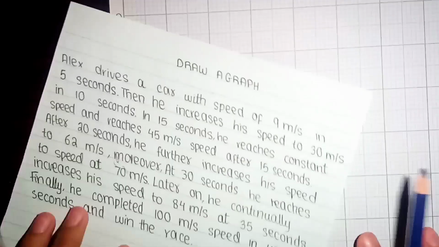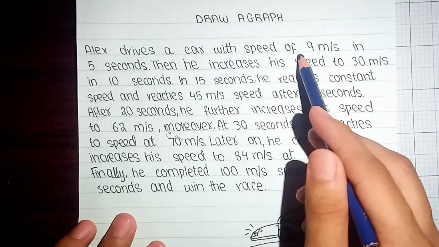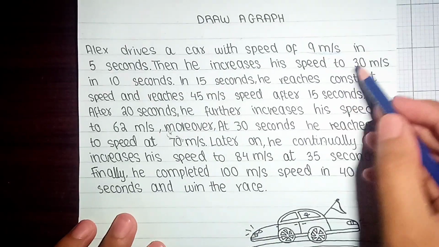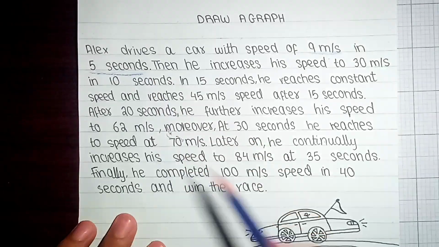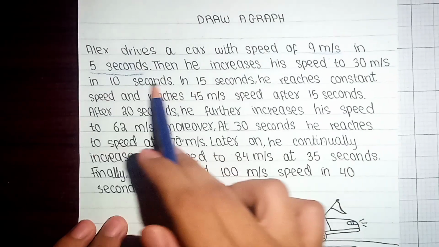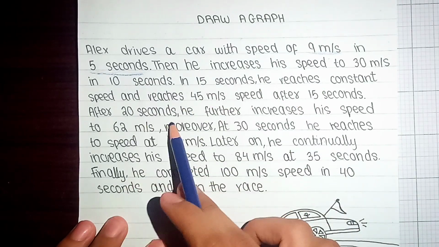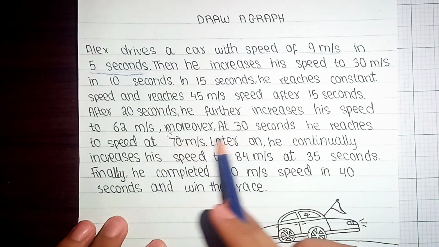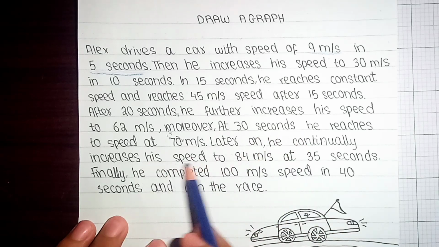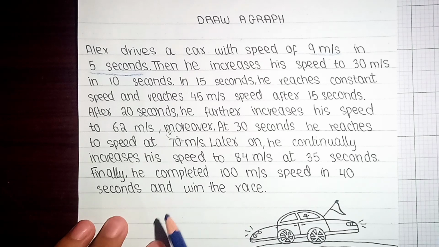So without wasting your time, reading the question: Alex drives a car with a speed of 9 meters per second. What is 9 meters per second? Speed, in 5 seconds, which is the time. Now, then he increases his speed to 30 meters per second in 10 seconds, and furthermore the 20 seconds. You can observe 30 seconds written, and the final time is 40 seconds. The initial time was 5 seconds and the final time was 40 seconds.